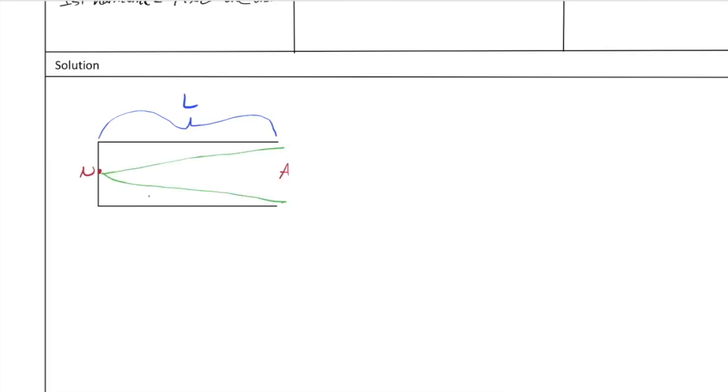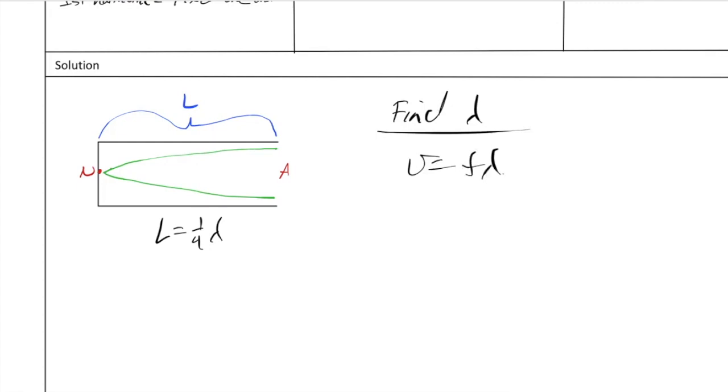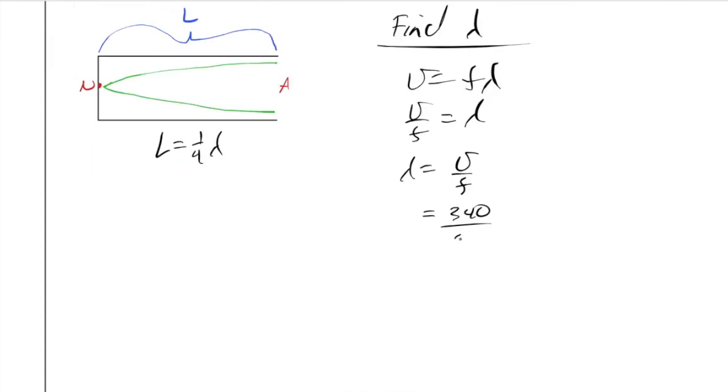Let's draw our diagram. So here's our pipe and our wave, open at one end. That's our length, node, antinode, and our wave looks something like that. So our length is 1/4 of our wavelength. In order to solve for the length, we need to find lambda. V equals F lambda. Isolating for lambda, V over F is equal to lambda. Substituting in, our speed is 340, our frequency is 50. 6.8 meters is our wavelength.